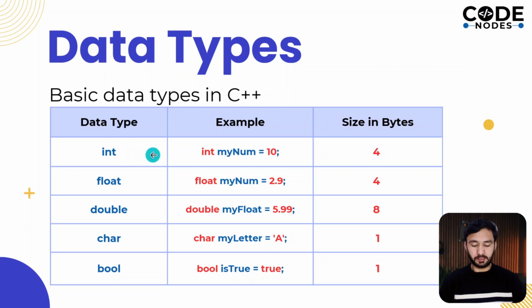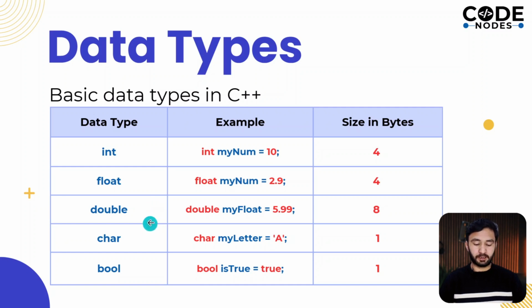Here, as you can see, the integer data type stores only whole numbers. In this example, a value of 10 is stored in my num variable, which is of data type integer. The float data type and double data type both store decimal point numbers. The only difference is that double can store larger values than float. The second difference is the size in bytes they take in memory. As you can see, double takes 8 bytes of memory, and float and integer take 4 bytes.